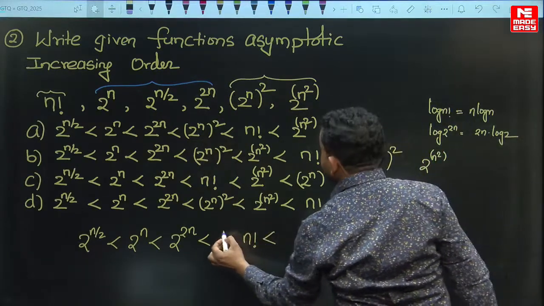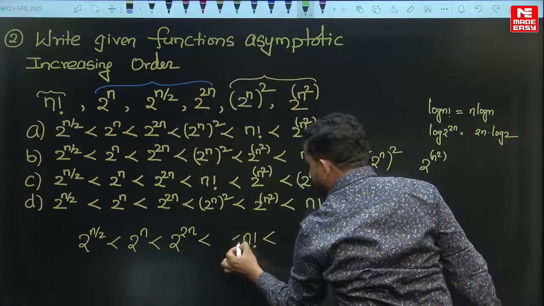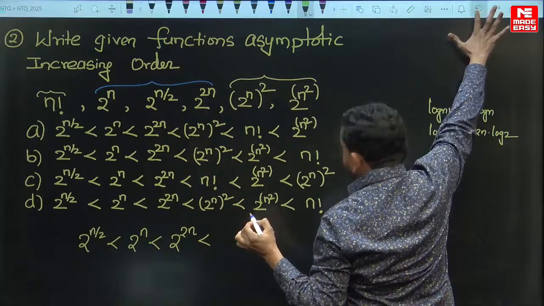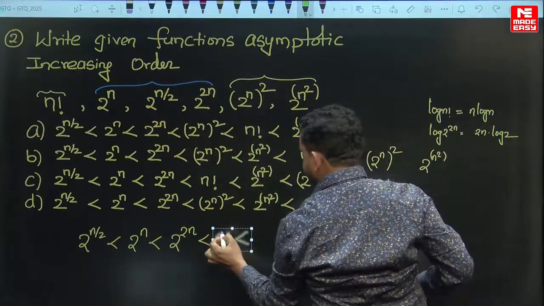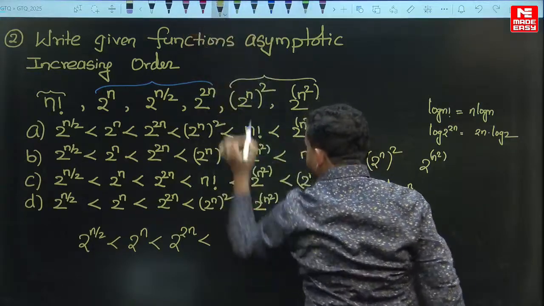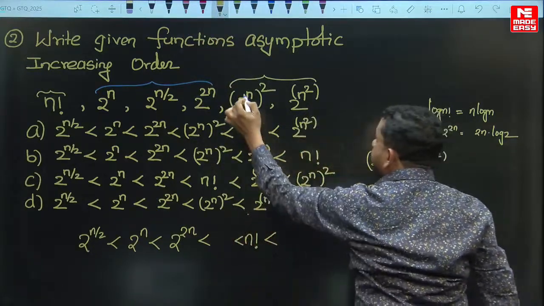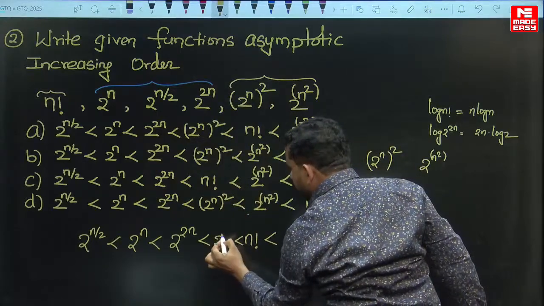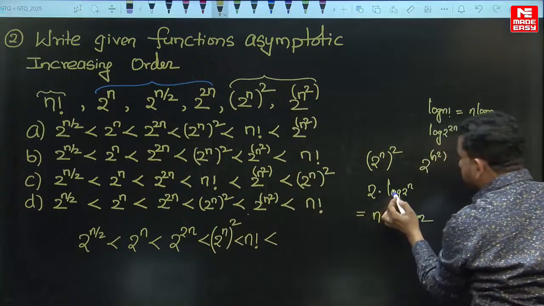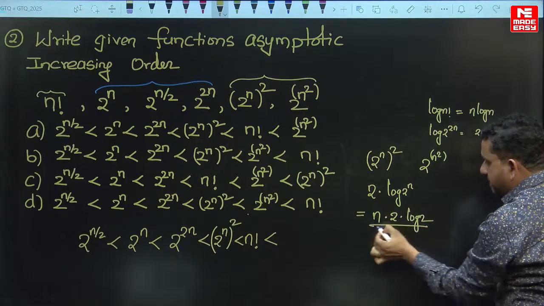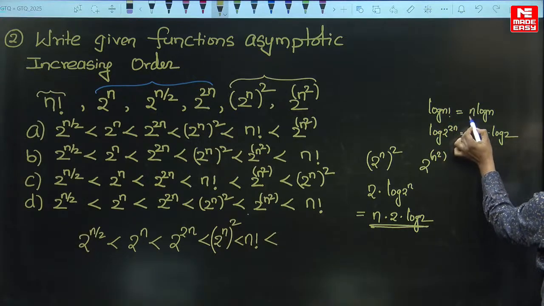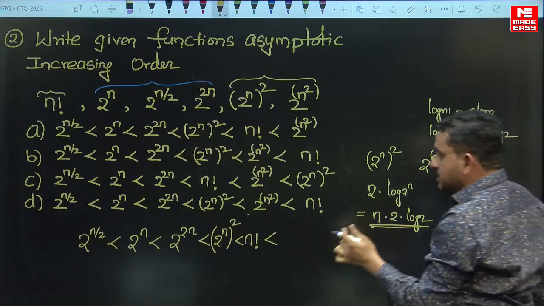So n factorial is asymptotically greater than the other function. What about 2 power n whole square? If you apply logarithm to this one, it becomes n multiplied with a constant. If you apply logarithm to n factorial, log n factorial becomes n log n. So it is bigger than this.